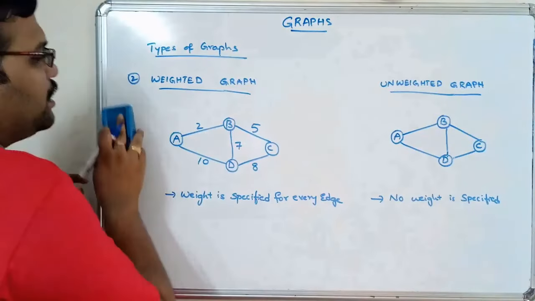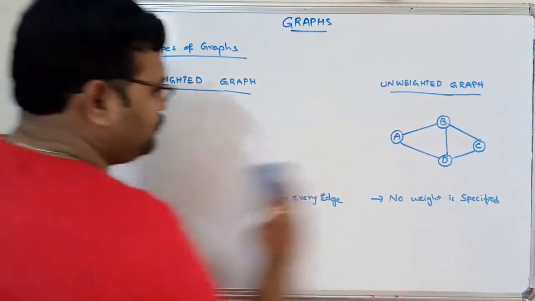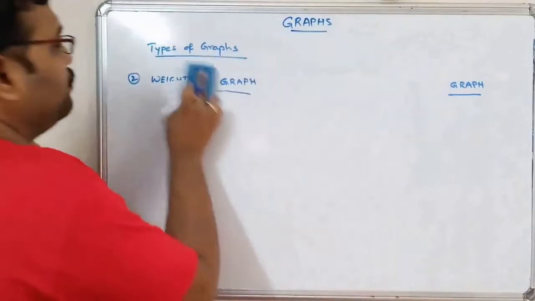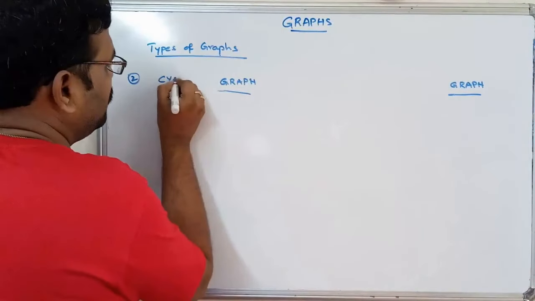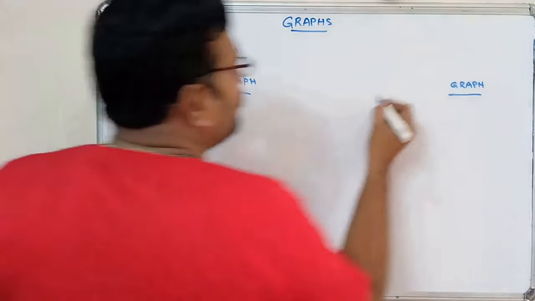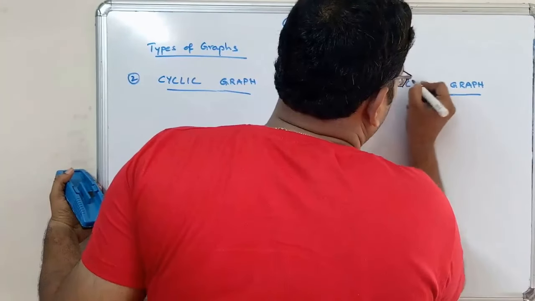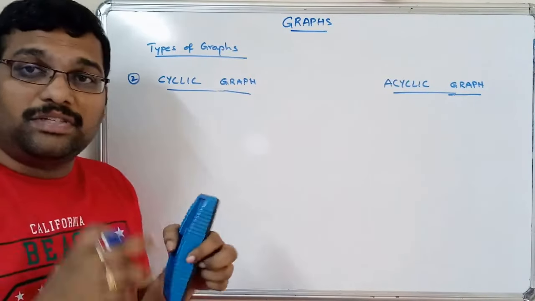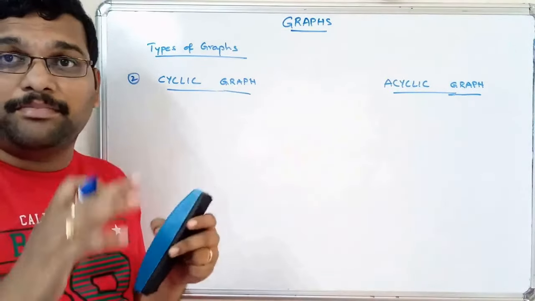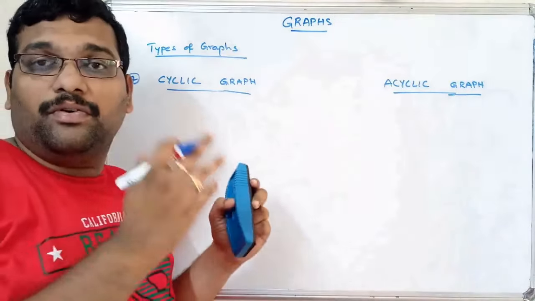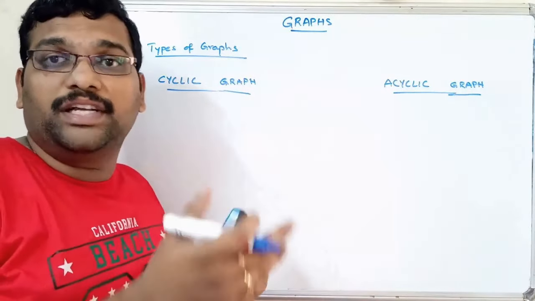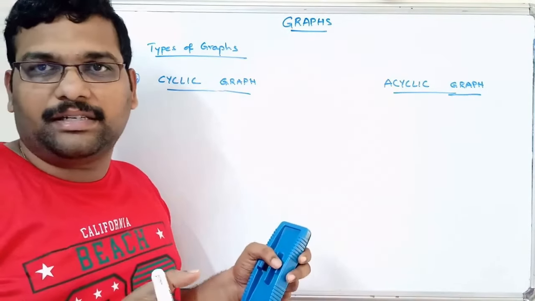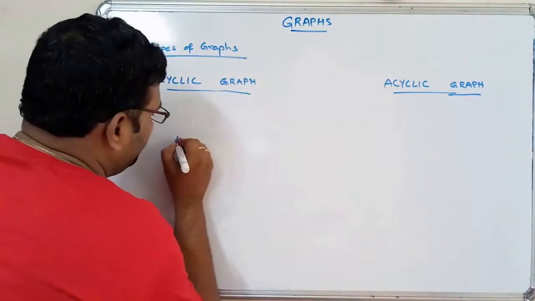Now we'll go with the third one. Cyclic graph and acyclic graph. Cyclic means it should perform loops. Loop means, if you find the path from source to destination, the starting point and the ending point should be the same vertex. I will show you an example.